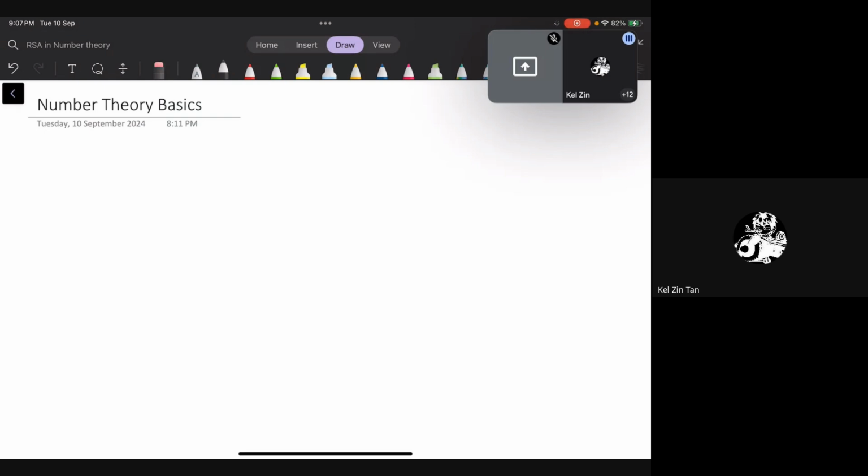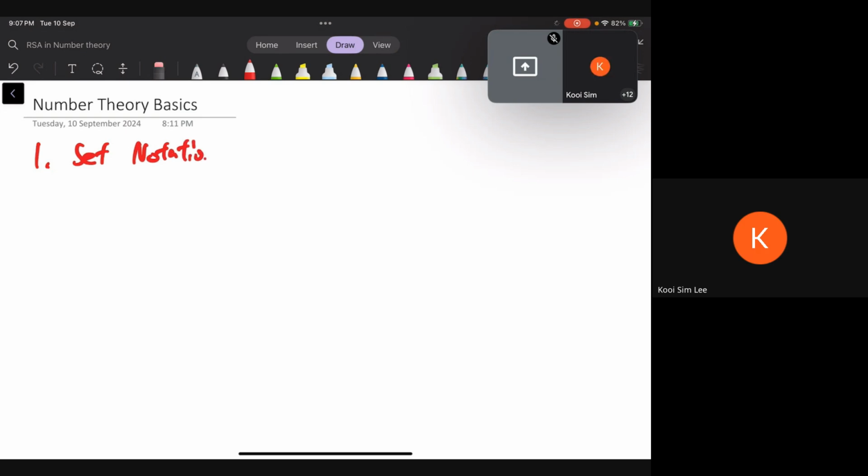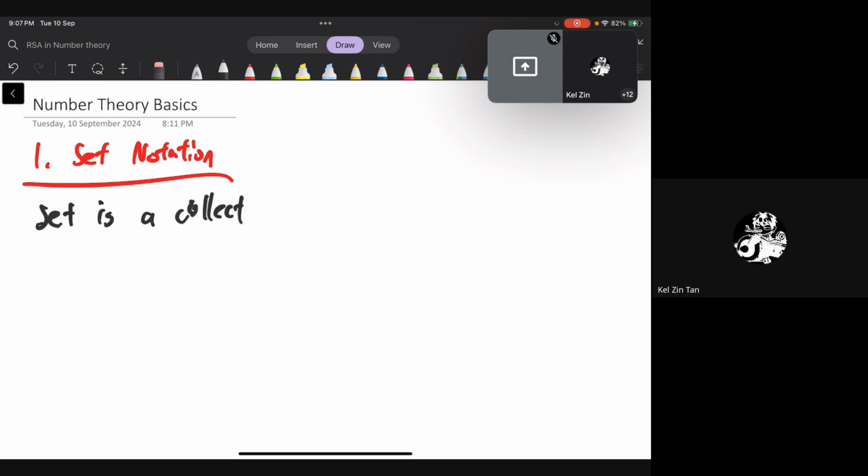The first thing is set notations. Set notation is very important in everything that involves maths, so this is the very basic thing that I'll talk about. First, a set is basically just a collection of things. It is usually described using curly brackets, and inside the curly brackets you just put whatever you want.